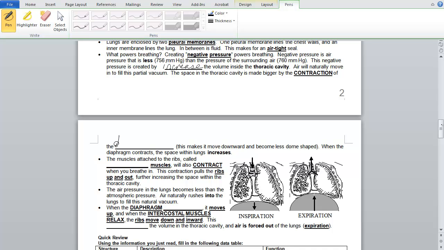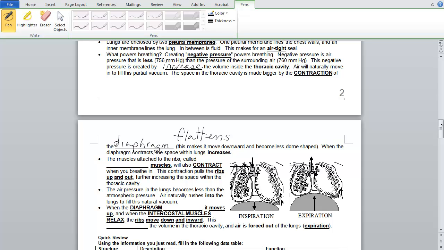So again, diaphragm. When it pulls down, we say it flattens. It becomes less dome shaped. Sometimes these words are going to confuse people. So pulling down and flattening both refer to the contraction.